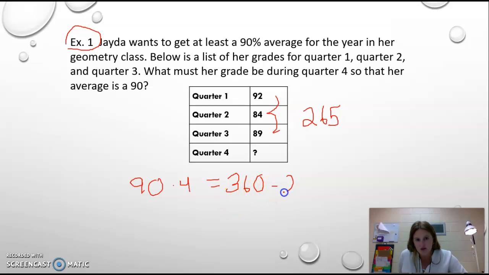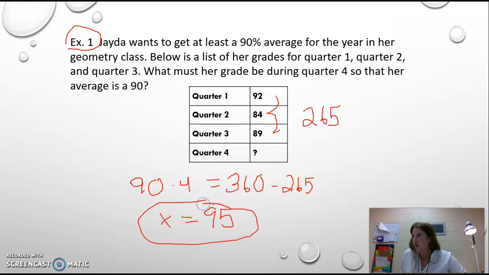360, take away 265, leaves her with a 95, so her quarter 4 average has to be a 95, and that way she will end the year with a 90 average for the year. So 95 is the answer. Hopefully you got that. I'm going to do 2 more examples.